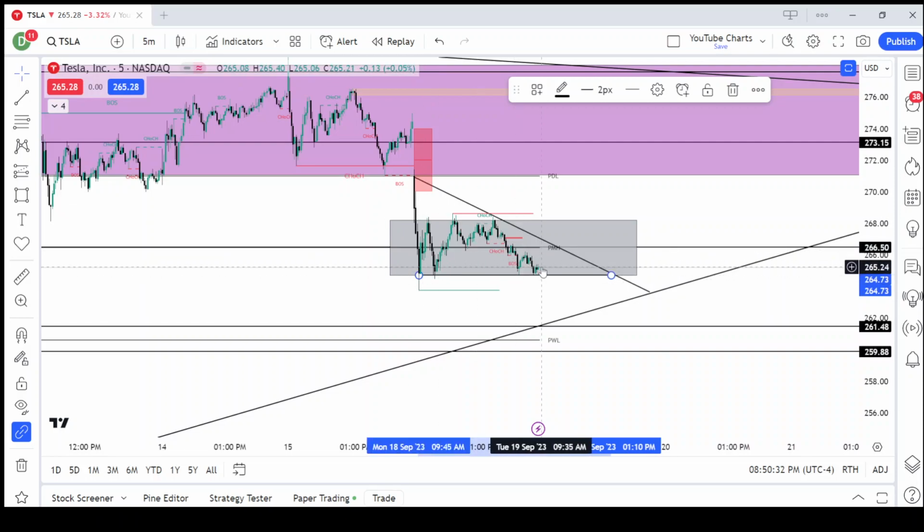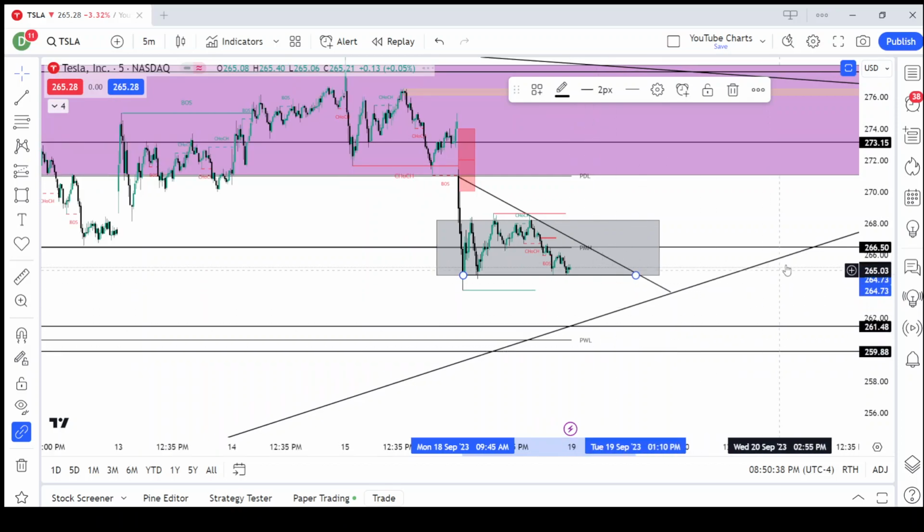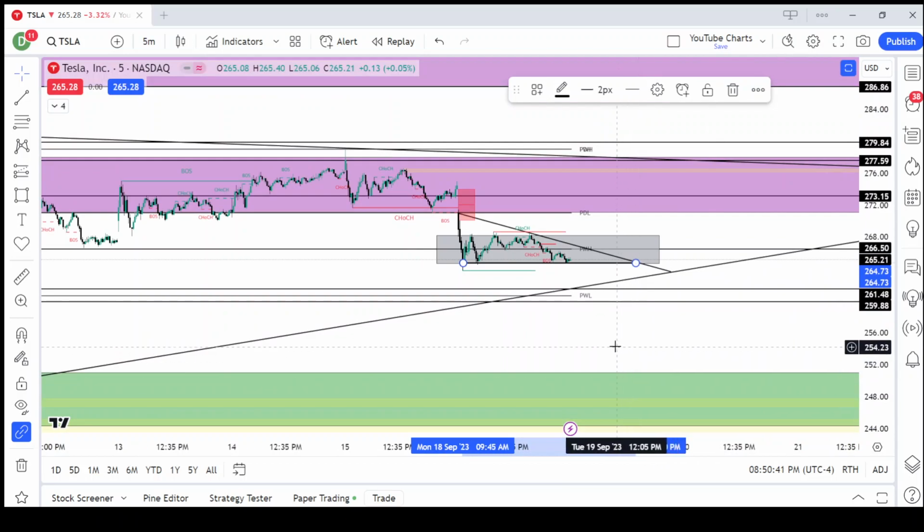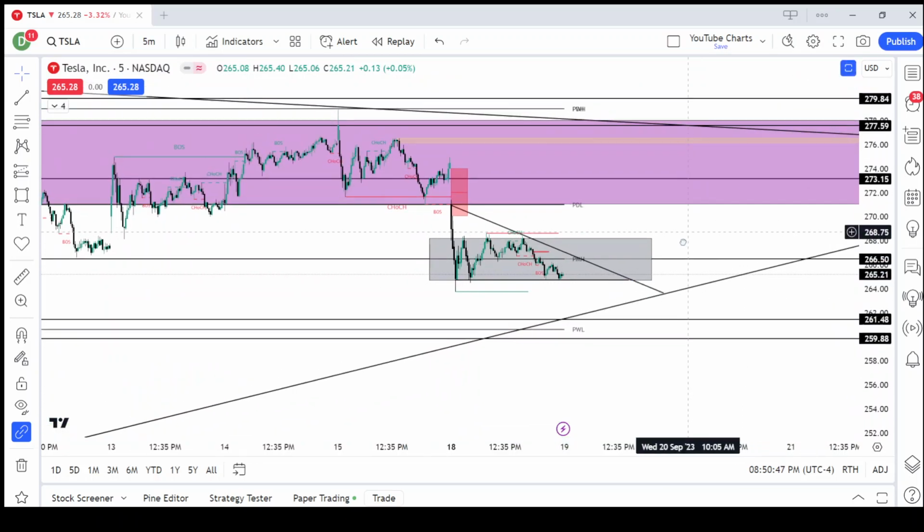And we could say if it breaks this, then we might be testing this level. If it breaks this, we might be testing this horizontal level. If we break that, where are we going? There's an unbalanced price range in here. There's a fair value gap in here. There's some order blocks down here. So lots of downside targets, lots of upside targets too.